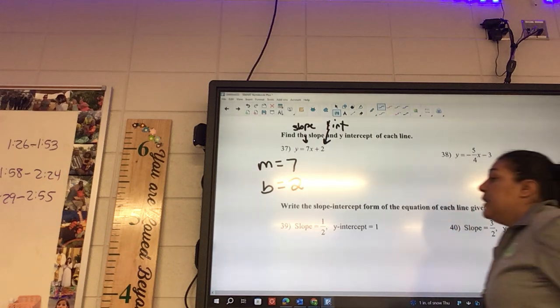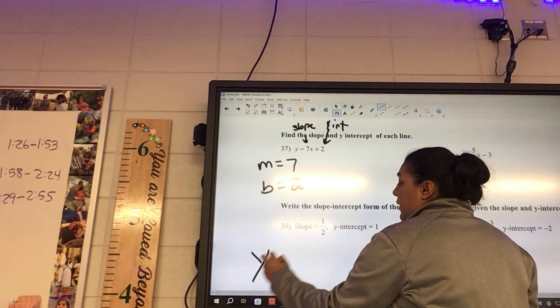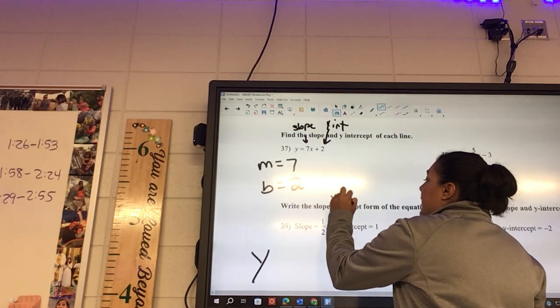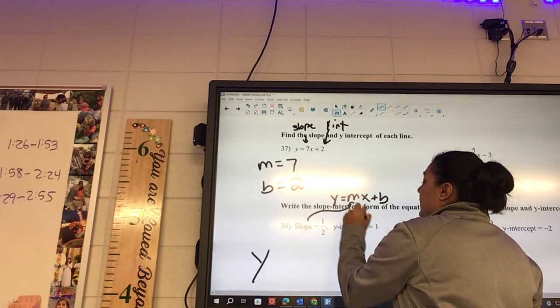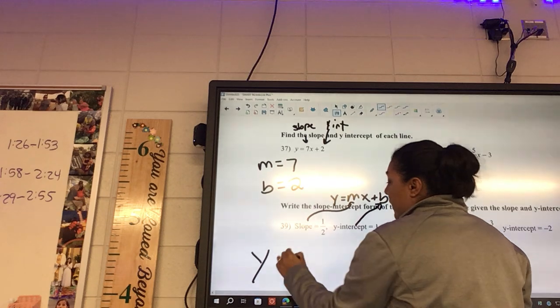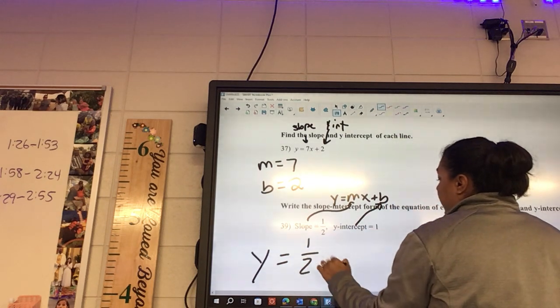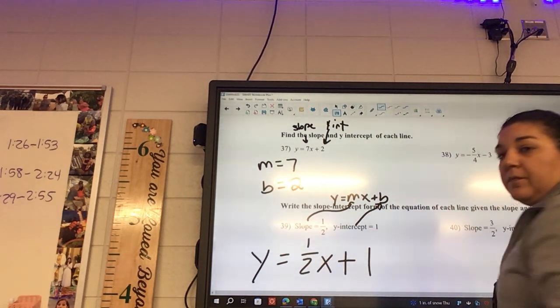Okay, 39. Write it in slope-intercept form. So it's going to look like y equals mx plus b. Okay, where the m is my slope, the b is the y-intercept. So it should be y equals 1/2 x plus 1.